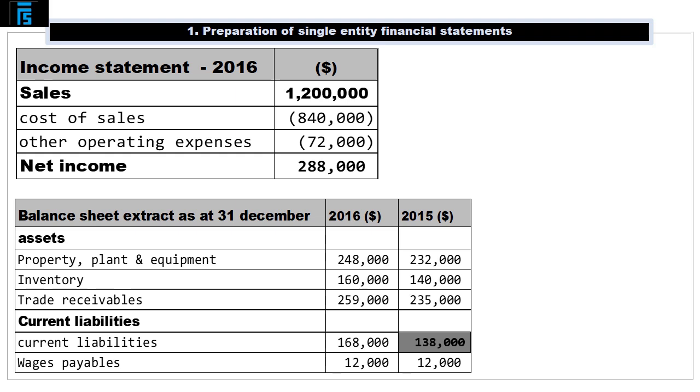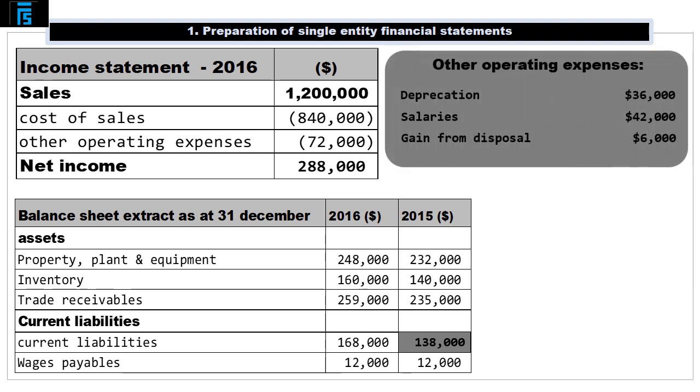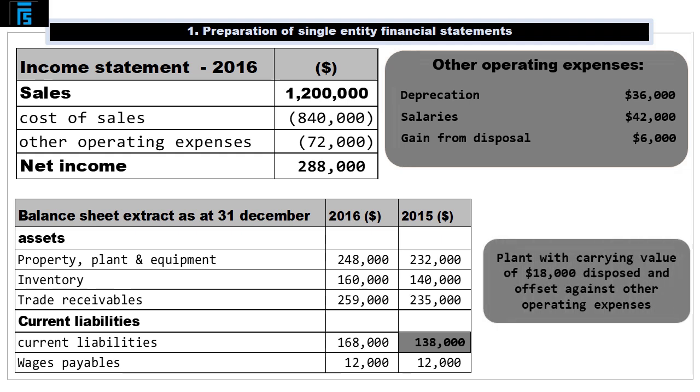Additionally, the following information is given. Other operating expenses comprise depreciation of property, plant and equipment of €36,000, salaries for the year of €42,000 and a €6,000 gain from the disposal of a fixed asset, which is discussed further below. During the year, the company sold one item of property, plant and equipment, which had a carrying amount of €18,000 at the date of disposal. The result on the sale has been offset against other operating expenses.